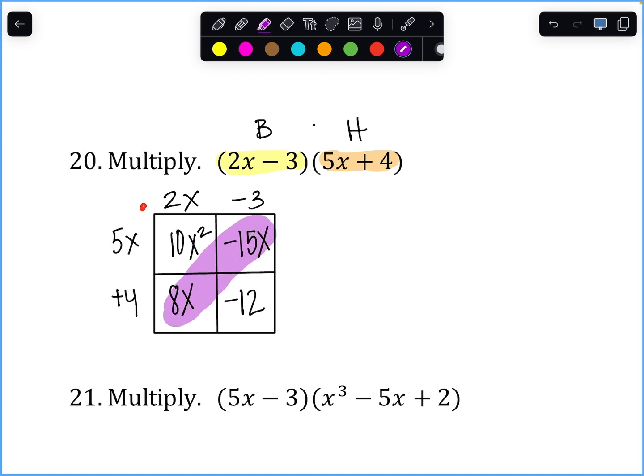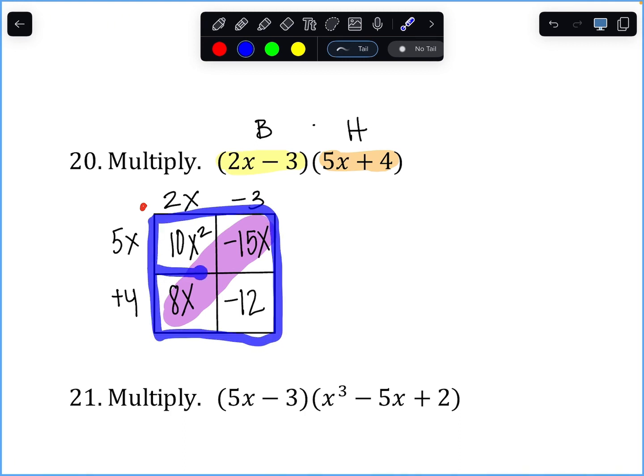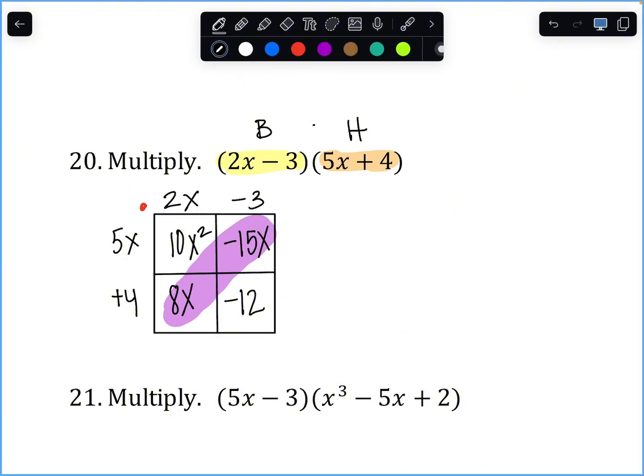8x, negative 15x. You know that area is composed of 4 parts. This little guy plus this guy plus this guy plus that guy. So the area equals, put it all together, 10x squared minus 15x plus 8x minus 12.